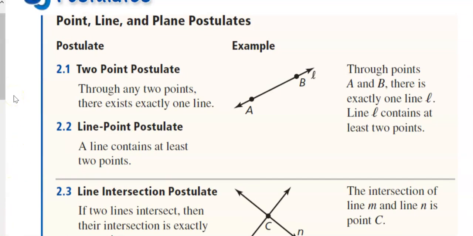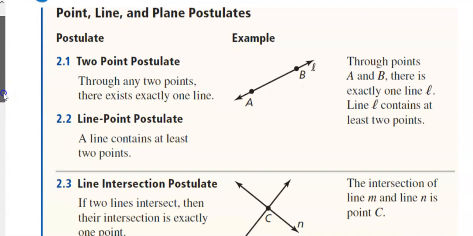Okay, so 2-point postulate. Again, this is how we unofficially define a line. Through any 2 points, there exists exactly one line. And then the line point postulate. A line contains at least 2 points. There's infinitely many points on there.